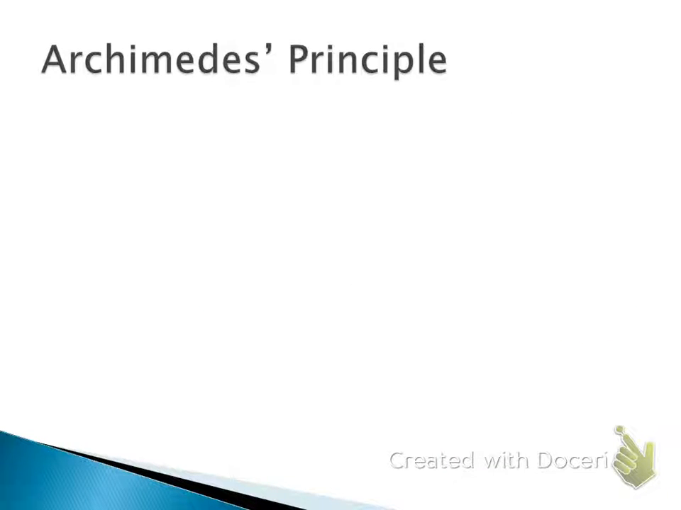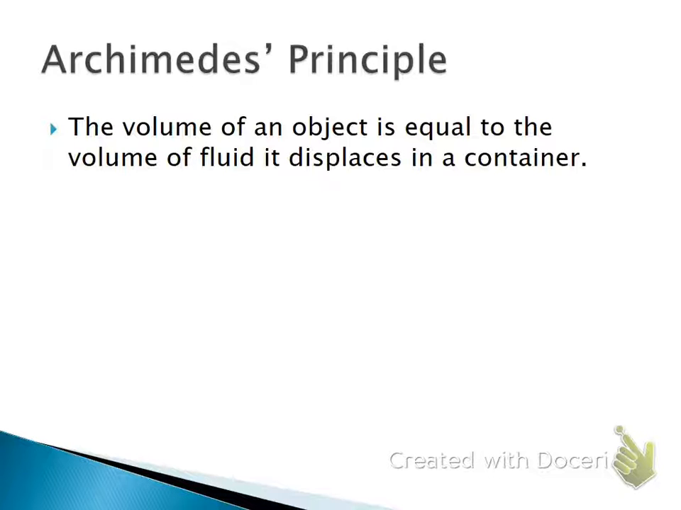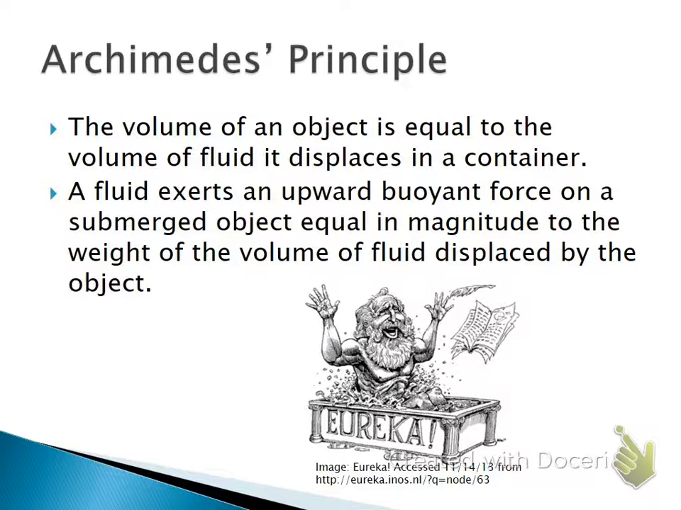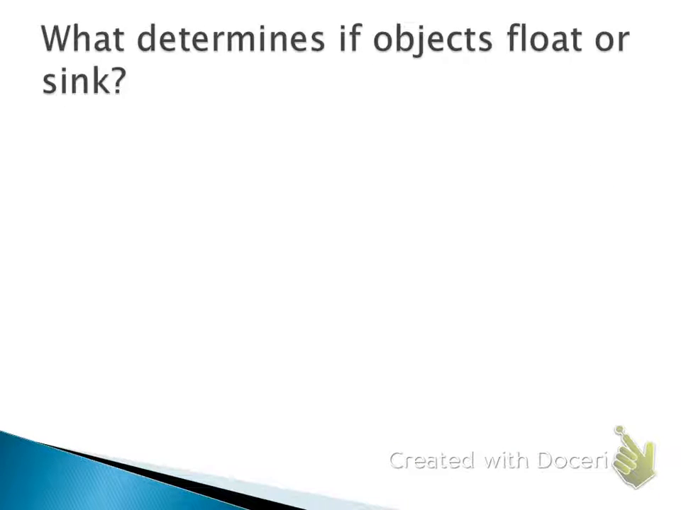The answer finally came to him when he took a bath. He found that if he dunked the crown, the volume of an object submerged underwater is equal to the volume of fluid that it displaces. So if I put 0.2 meters cubed of something inside water, then the water that I push upward will equal 0.2 meters cubed in volume. Not only that, a fluid exerts an upward buoyant force that's equal to the weight of that displaced fluid, which actually tells me whether objects float or sink.